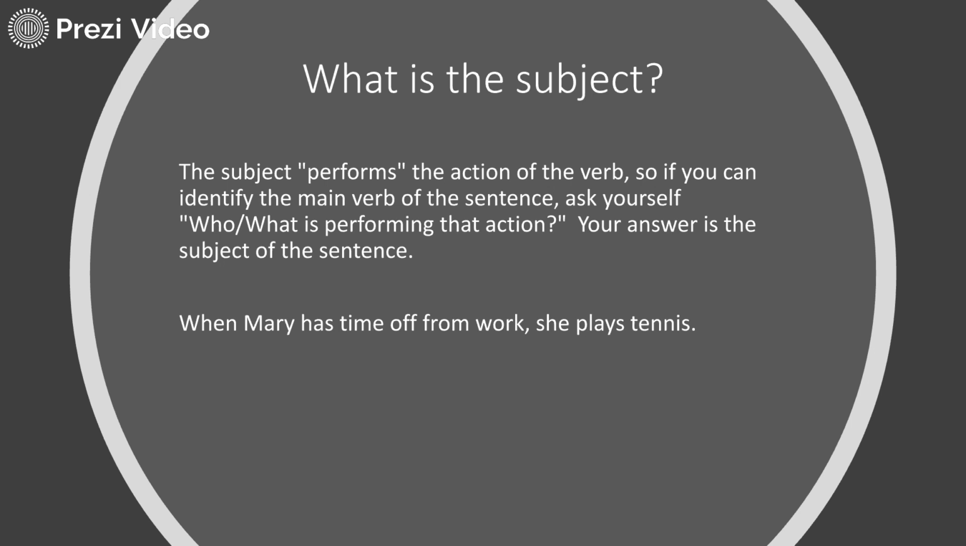So let's look at this sentence. This is a little tricky. When Mary has time off from work, she plays tennis. Okay, so the first clause is dependent, and the second clause is independent. The main clause is the independent clause. She plays tennis. Now, so Mary is the actor in this sentence, right? We know that from the introductory clause, when Mary has time off.